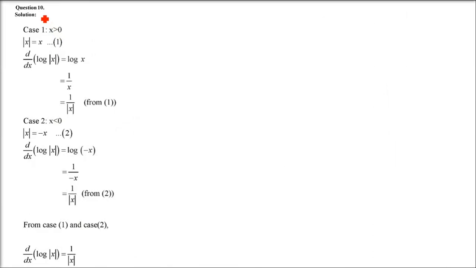Next is question number 10. Now d by dx of log mod x. Let me show you the function first. Log mod x, we have to find d by dx. So first we have to take case 1, case 2. Why? Because it is a mod x. So x is greater than 0, x is less than 0.